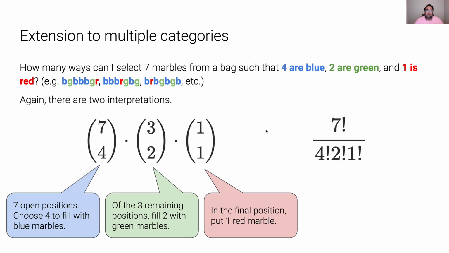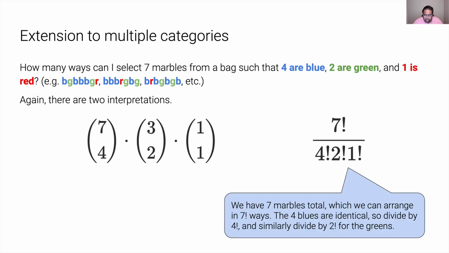It's equivalently the number of ways I can select 7 marbles from a bag, where 4 are blue, 2 are green, and 1 is red. And one thing to note is that I could have instead chosen the red marble first, and then the green ones, and then the blue ones, or I could have done the green first, and then the red, and then the blue. The order in which I select these marbles does not matter, and you could work out the algebra yourself if you wanted to, and show that these all come out to be the same result.